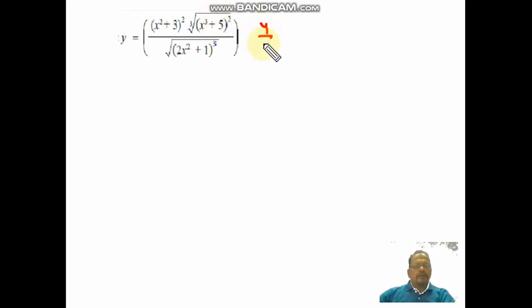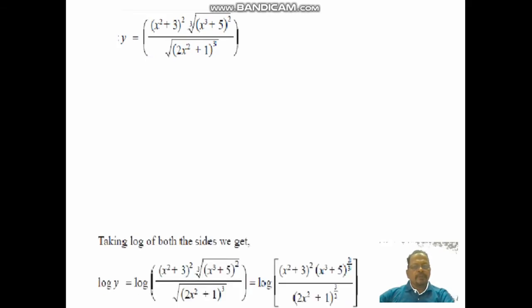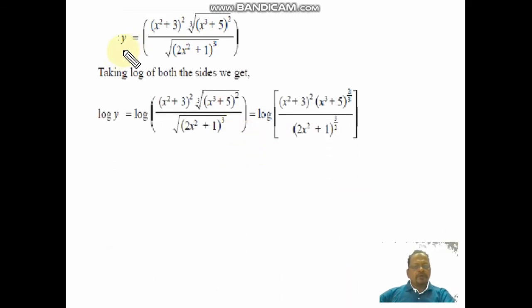then product rule, and then chain rule, etc., etc. But to solve this, we use logarithmic differentiation, which makes the differentiation process easy. First of all, take logarithms on both sides.